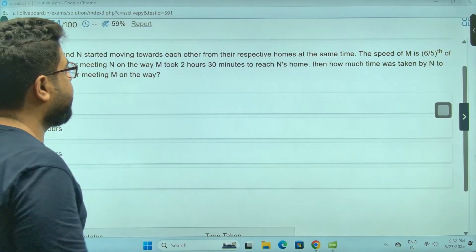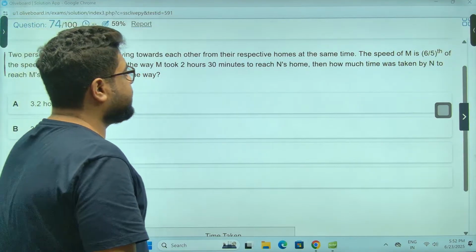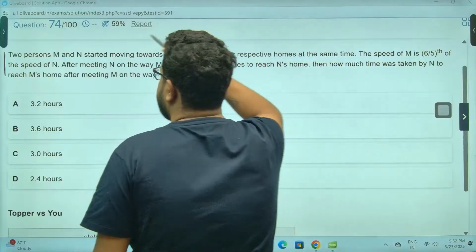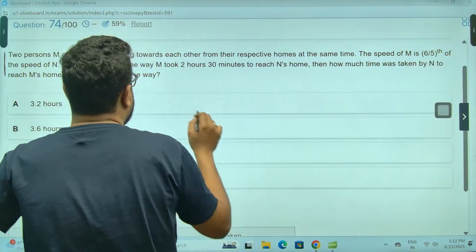So now M and N start towards each other from there. This M speed is this, N of N meeting.